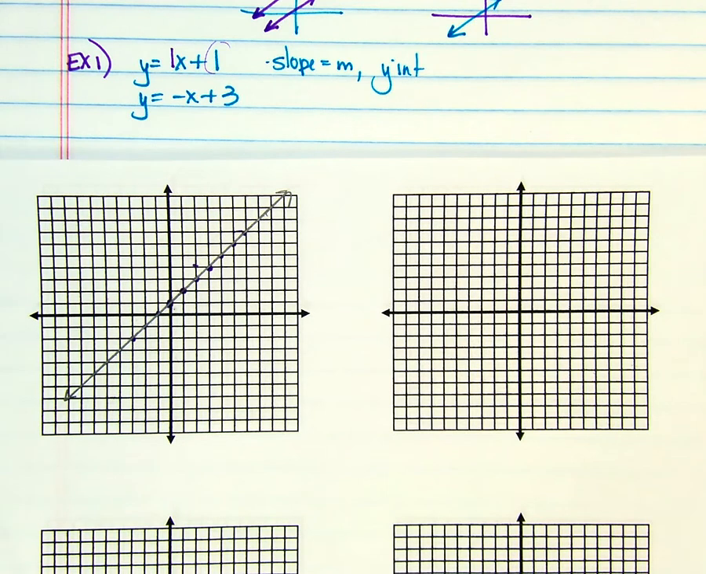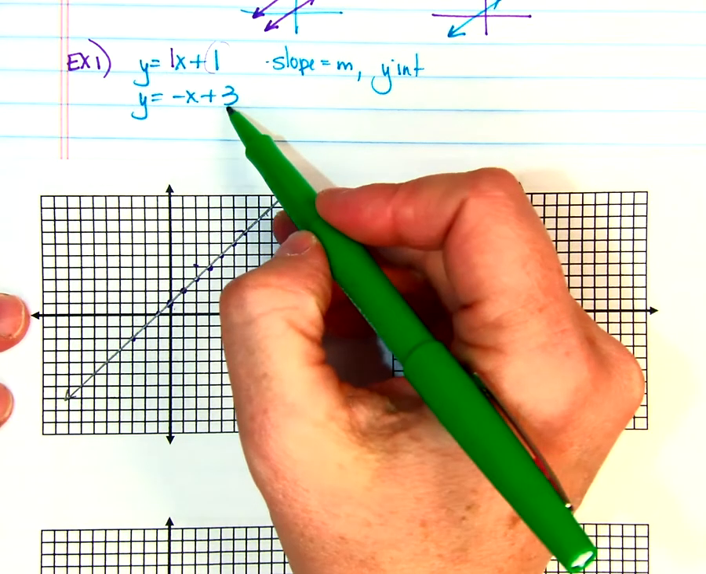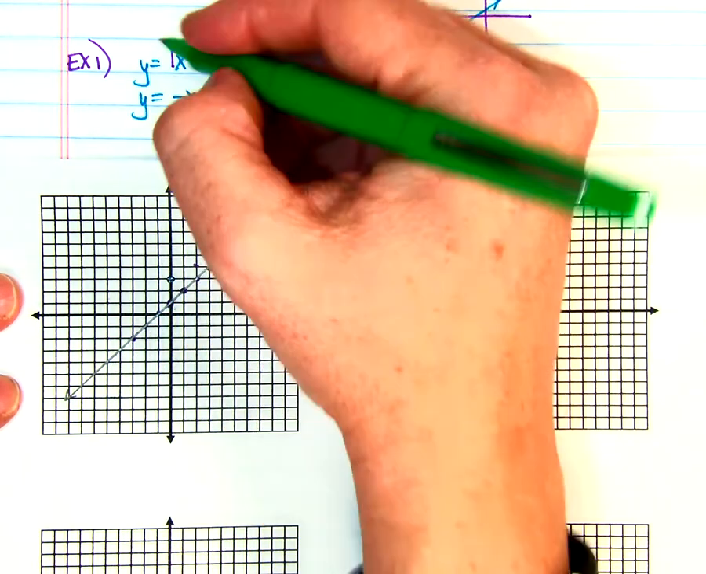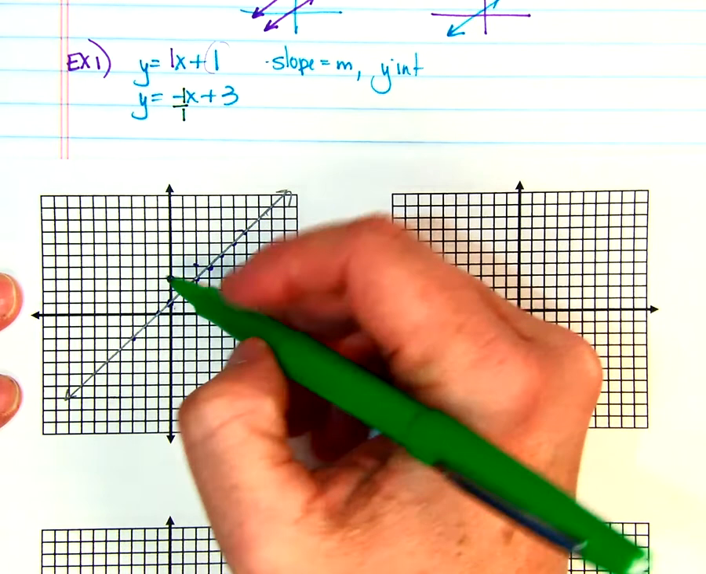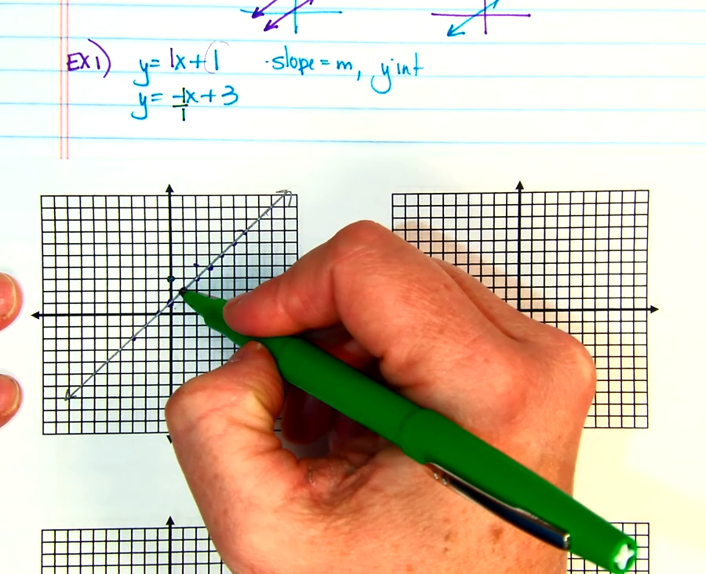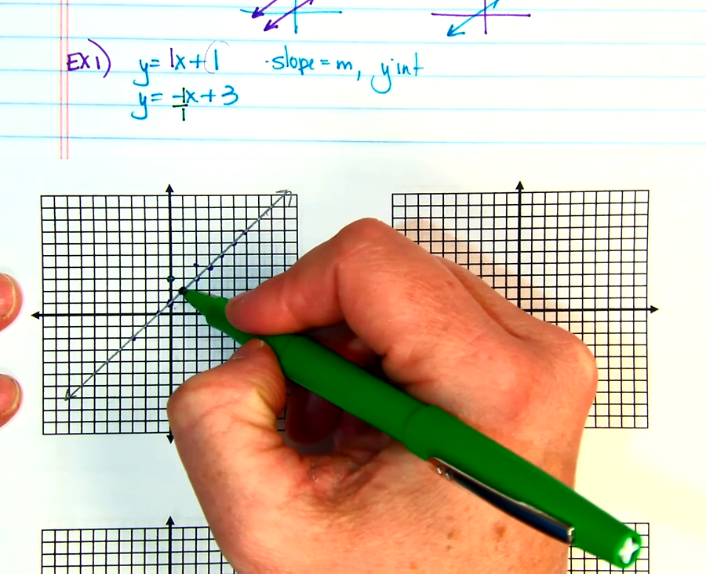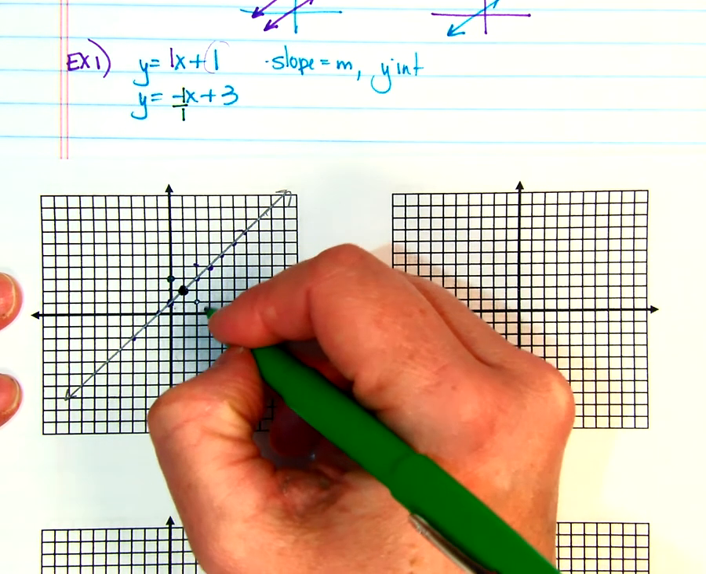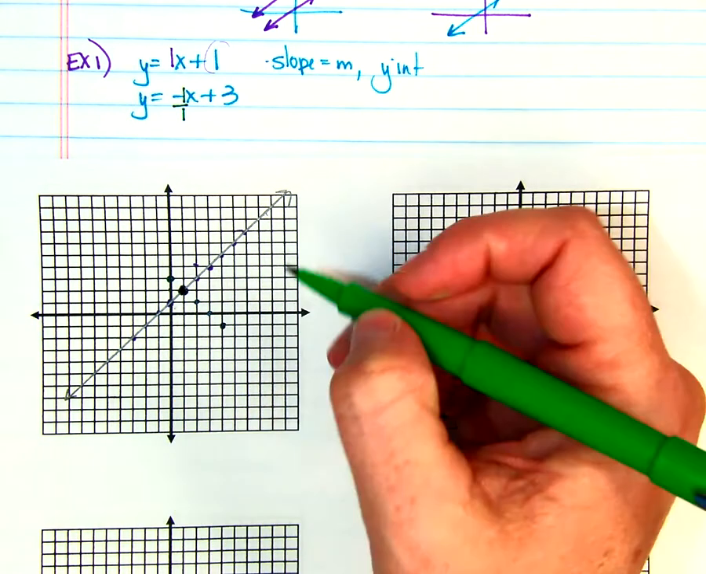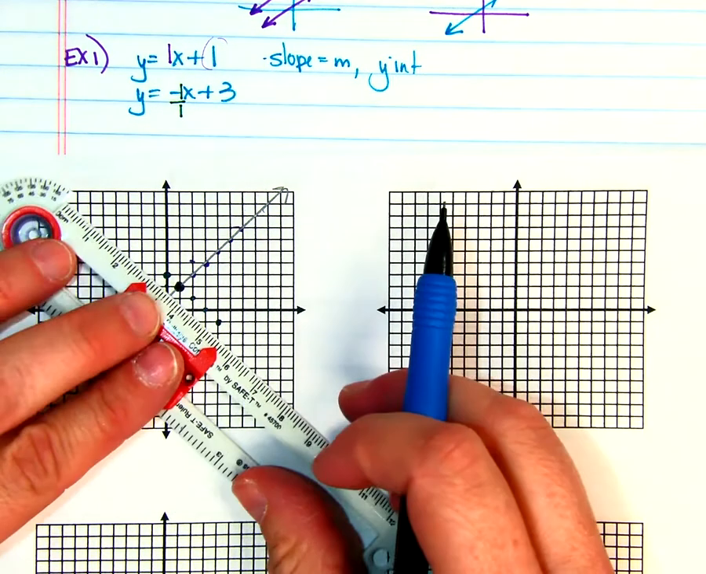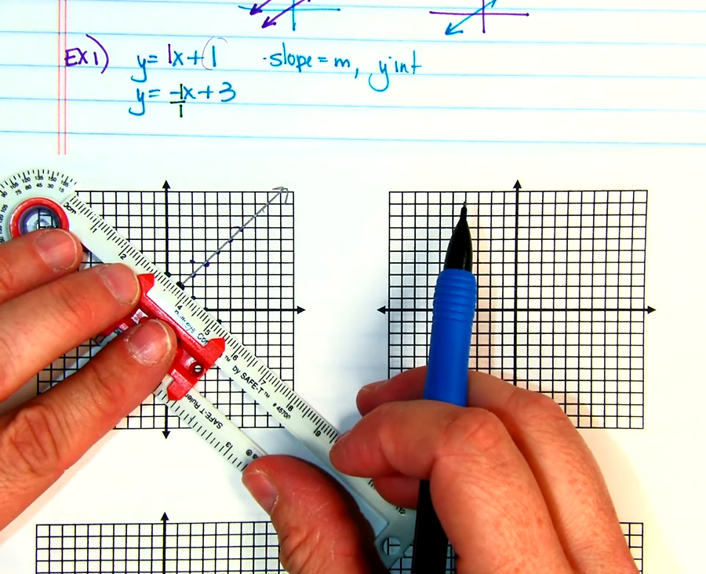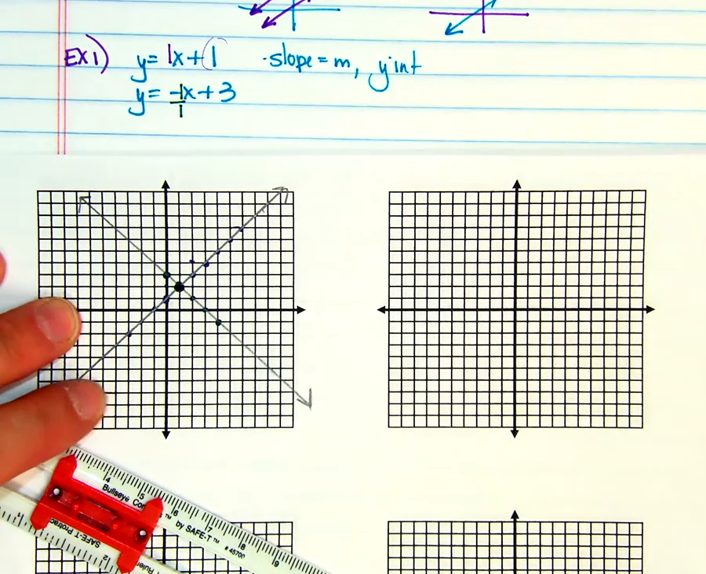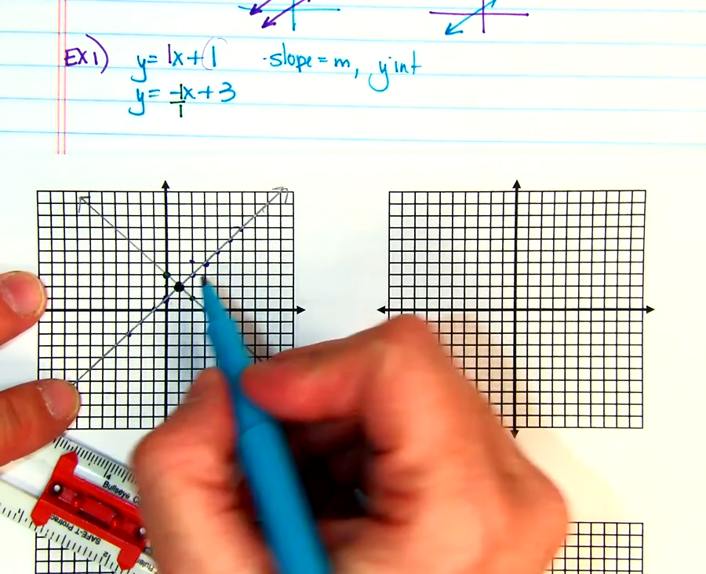Looking at the second one, I have a y-intercept of 3 and a slope of, remember, negative 1. So down 1 to the right 1. Now notice I already found where they have the points in common because I just landed on that line that I just drew. Down 1 to the right 1, down 1 to the right 1. Use my straight edge again to draw the line. And looking for the one point that they have in common. And that would be right there.